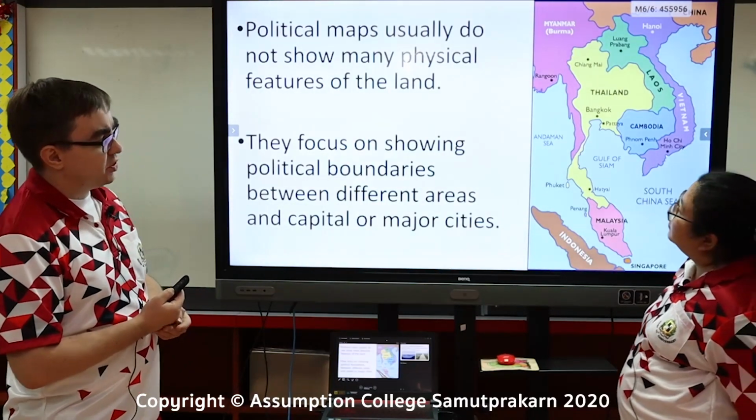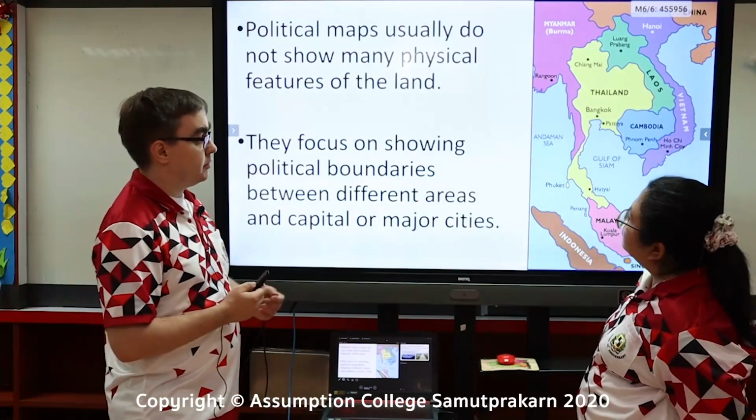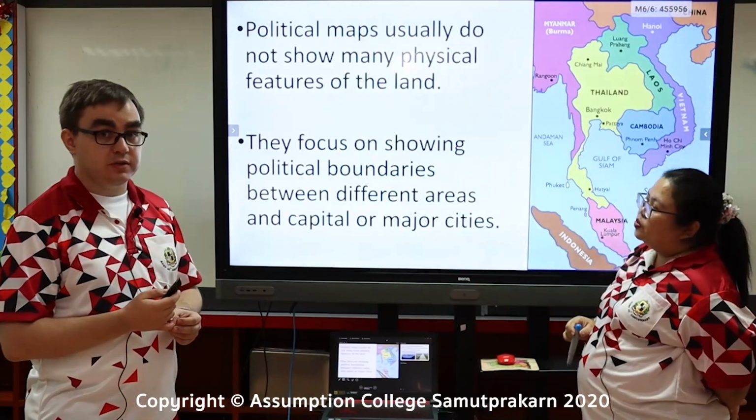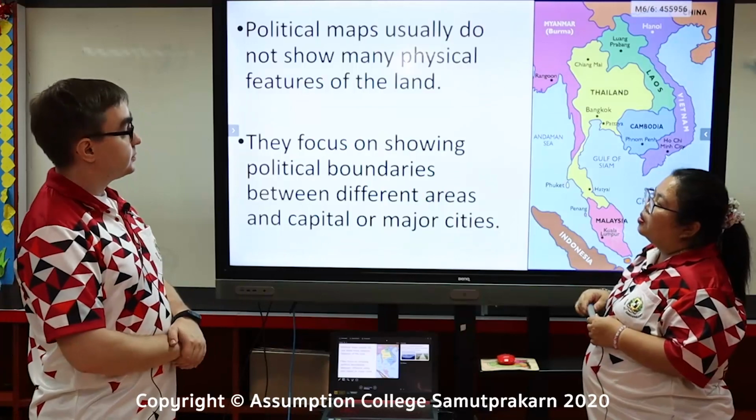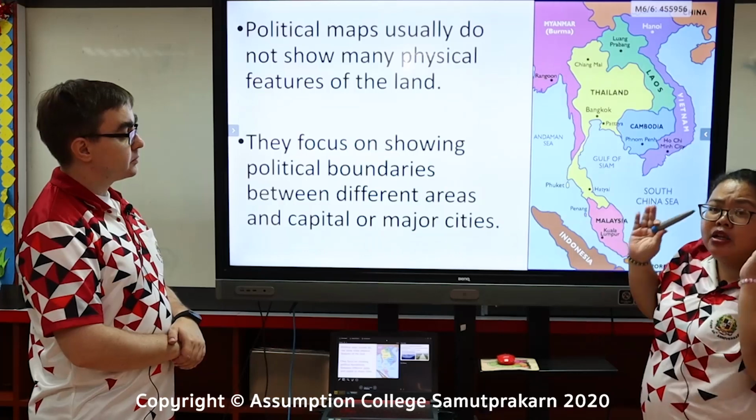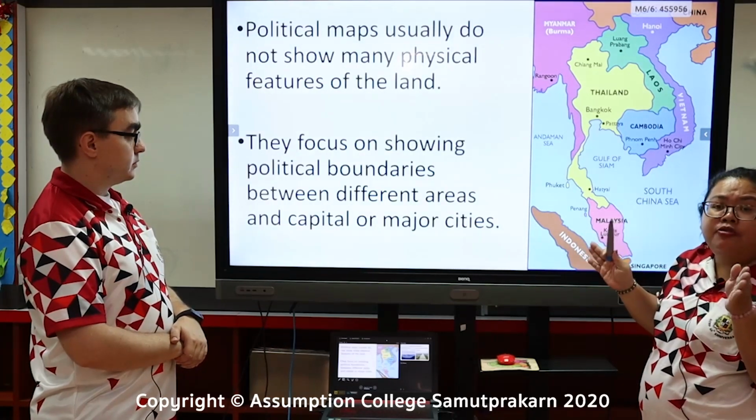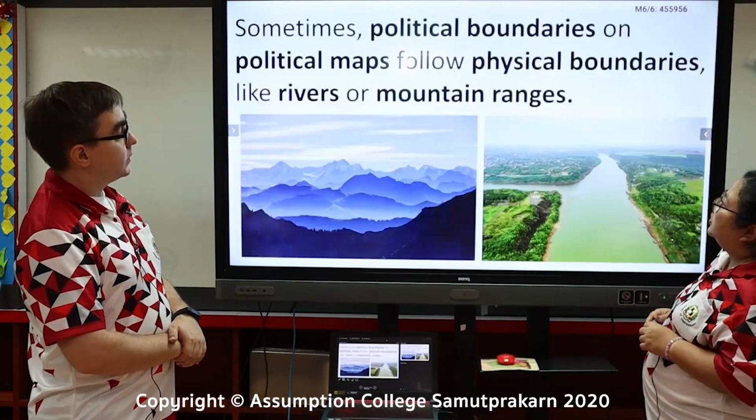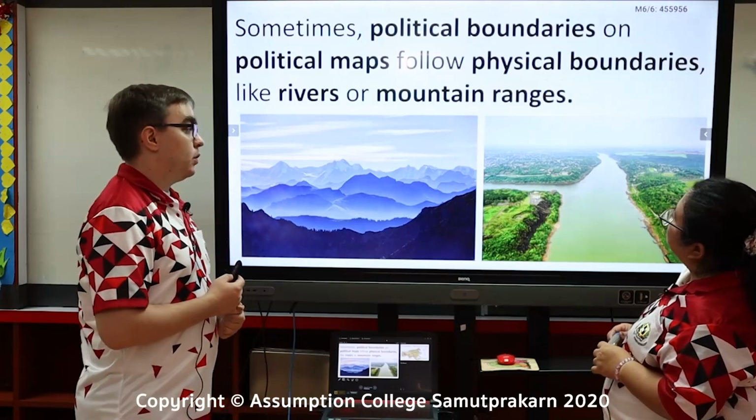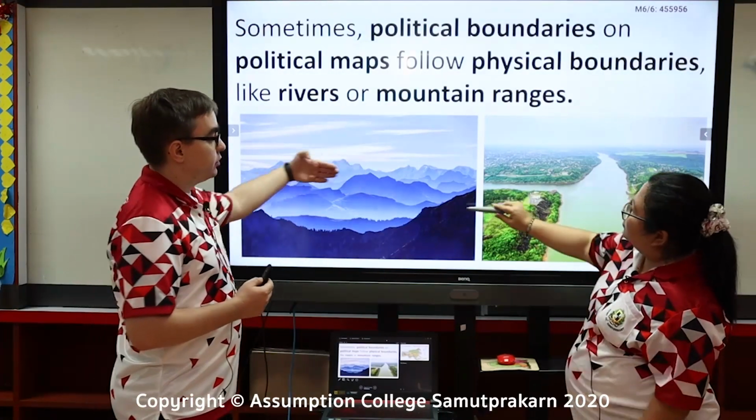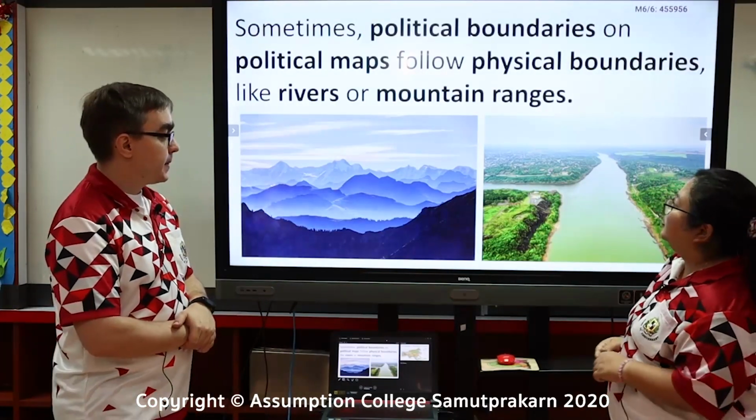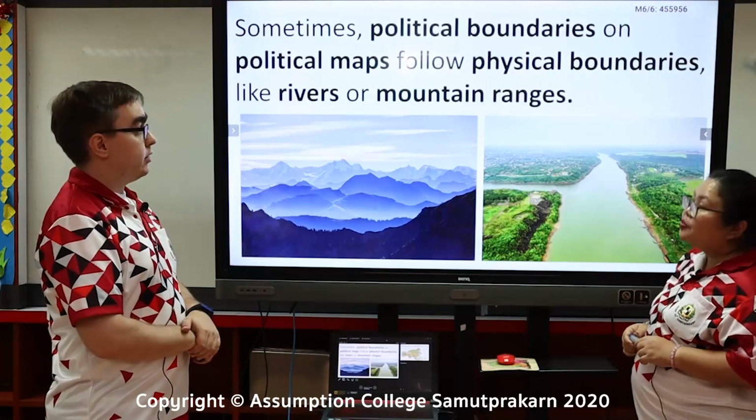Now, as we've mentioned before, political maps do not show many physical features. They mostly focus on showing you the borders and the names of places, important places like big cities or capital cities. A political map will show political boundaries but not focus on physical features. You have to remember that political boundaries sometimes can follow physical features like mountain ranges. They can be arranged along the mountain ranges or rivers that divide these two areas.